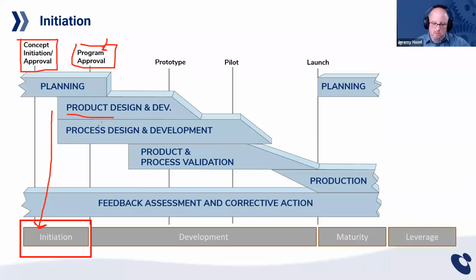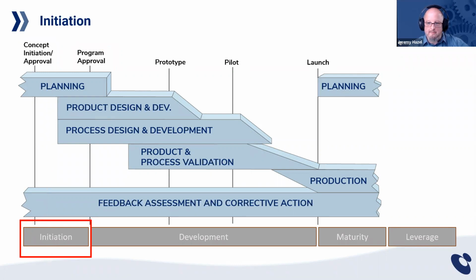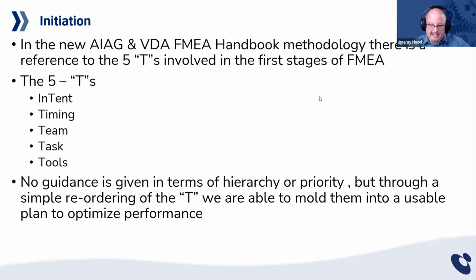So a lot of the initiation work on the FMEA is done from the jump. And many, many companies I see don't take advantage of all of that work, and they try to reinvent the wheel each and every time. So the tip that I'm going to give you for this phase: in the new AIAG VDA, they introduced the idea of the 5 T's, okay? The 5 T's, now don't shoot the messenger, I did not create these, are intent, timing, team, task, and tool.